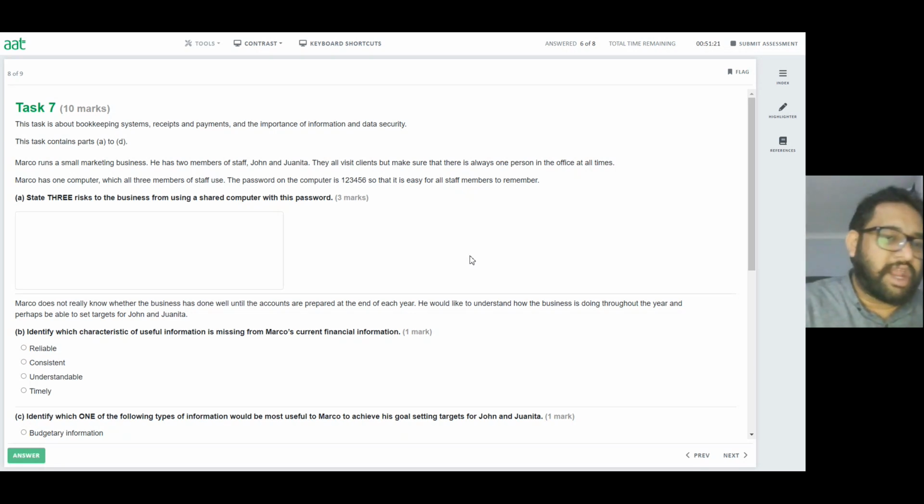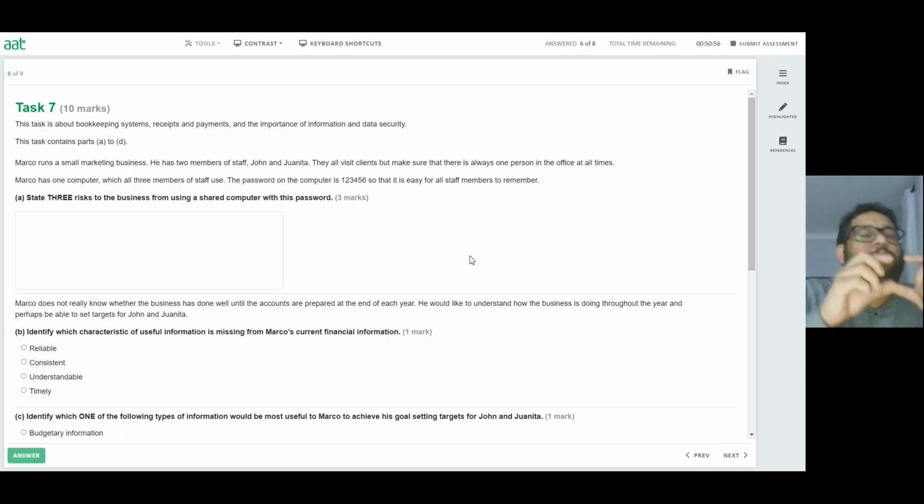But as long as you state 3 risks to the business from using the shared computer, that should give you the full 3 marks. You don't have to write an essay, guys. Just write a simple answer. Simply say breach of confidentiality because the password can be hacked. Perfect. Personal details can be exposed. Perfect. That way, just keep it very simple.